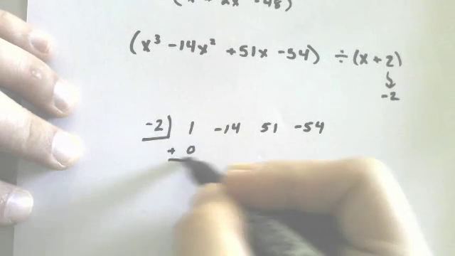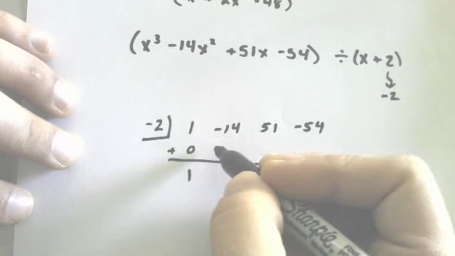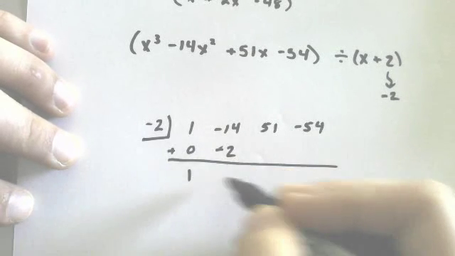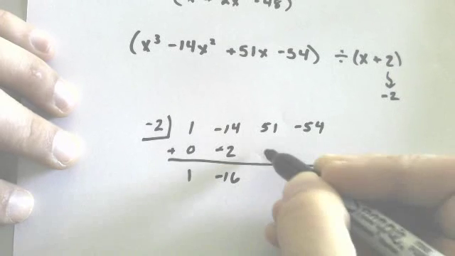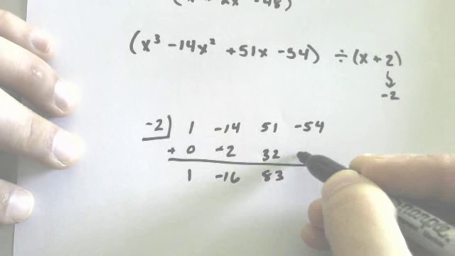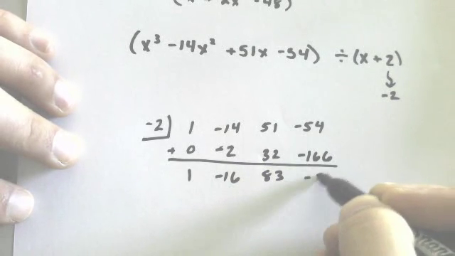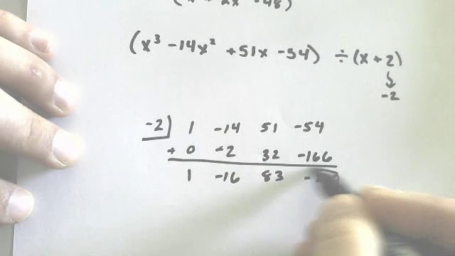0 there, addition, 1 times negative 2, negative 2. Negative 14 plus negative 2 is negative 16. That gives me 32. That gives me 83. That gives me negative 166, which gives me negative 210. Oh man, this is a remainder.